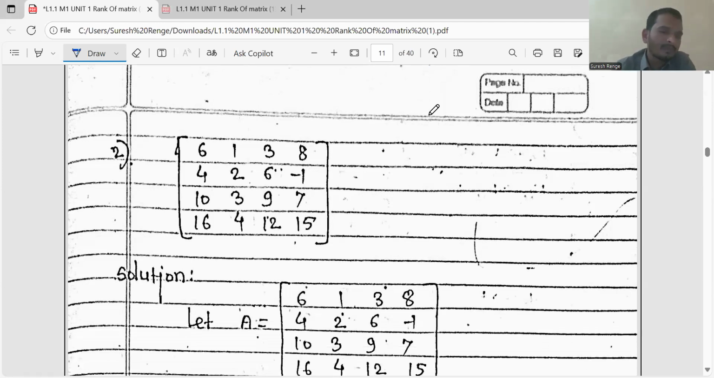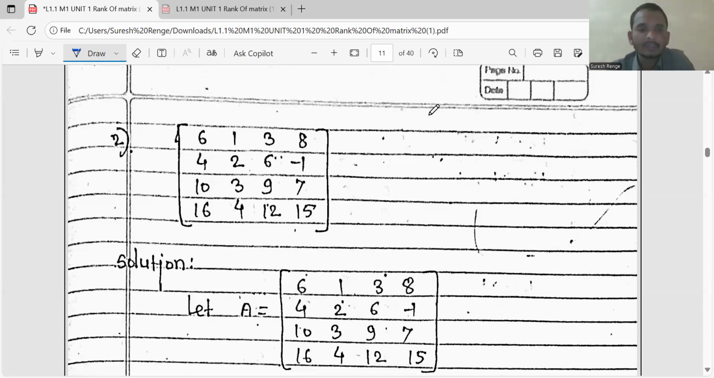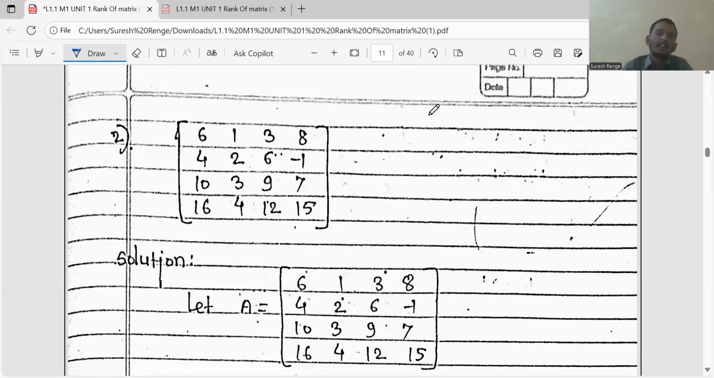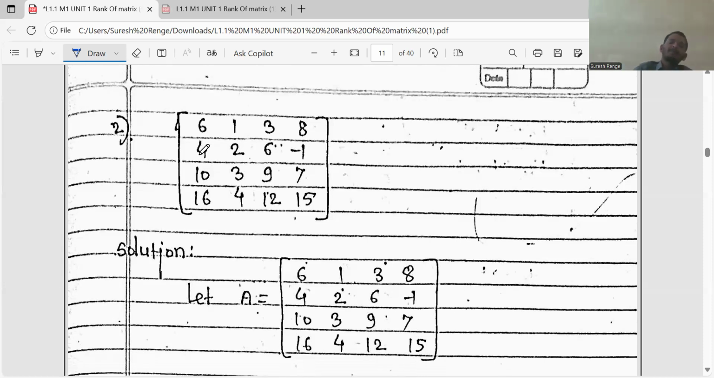The question is: find the rank of the matrix by using normal form. This matrix is given, and this type of question carries a weightage of 5 marks. This is question number 2, where we want to find the rank of this matrix by using the normal form.